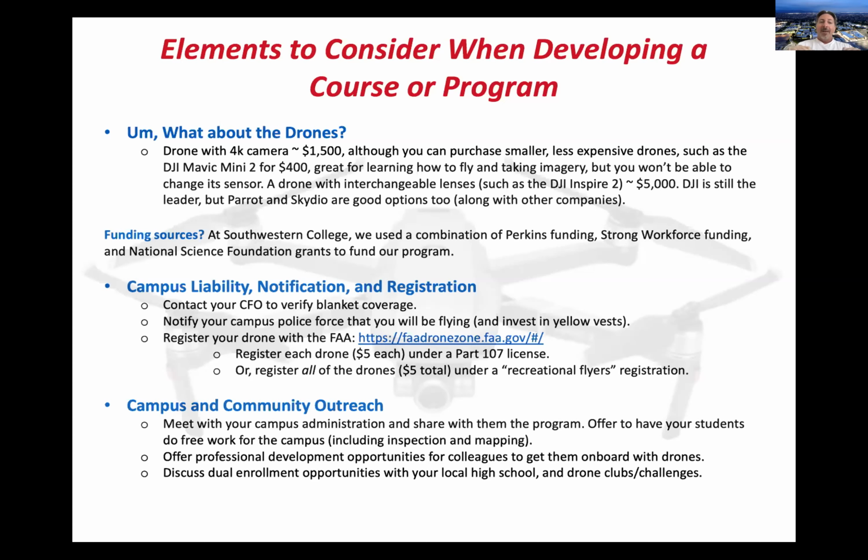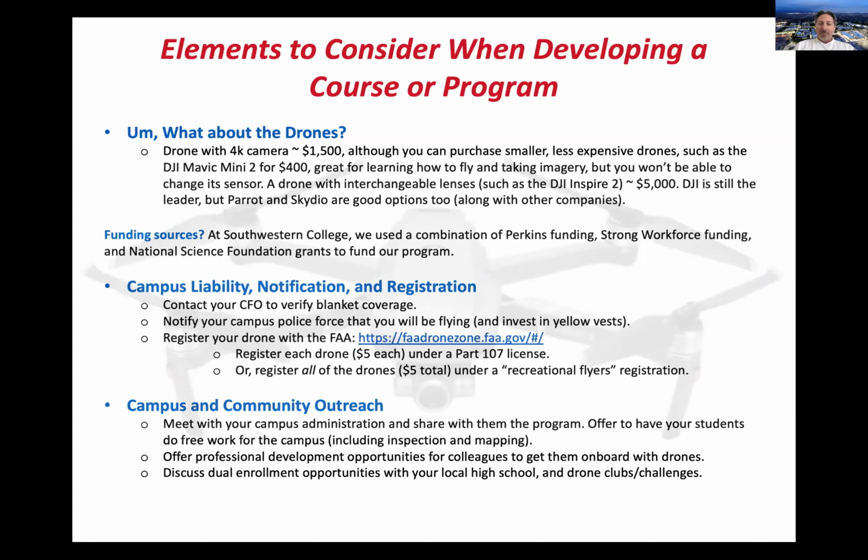So we did that. Register your drone with the FAA, and you can register each drone individually for $5 under a Part 107 license, or educators can still get away with this. You can register all of your drones for $5 total under a recreational flyers registration. I'm not sure how much longer that's going to last, but as of now, you can still do something like that. We have over 30 drones in our program, and at the moment, they're all registered for $5 under recreational flyer.